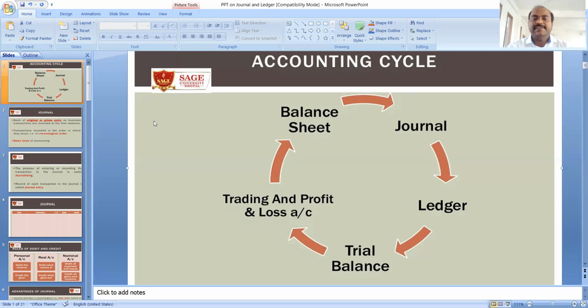Through the trial balance, it is easy for us to prepare the trading and profit and loss account, wherein we can know the profit or loss of the business, and hence we can prepare the balance sheet. Balance sheets are prepared every year, and again the cycle starts from the journal entries. Now let us see what is journal.